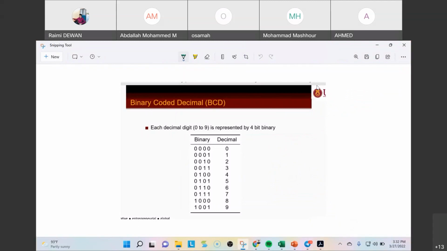So what is the highest symbol in the decimal system? Okay, 9. However, in binary coded decimal, we now go to the next stage. It is always 4-bit binary. Understand? In binary coded decimal, this is a different system. It is always 4-bit. However, we want to code our decimal number, which is from 0 until 9.